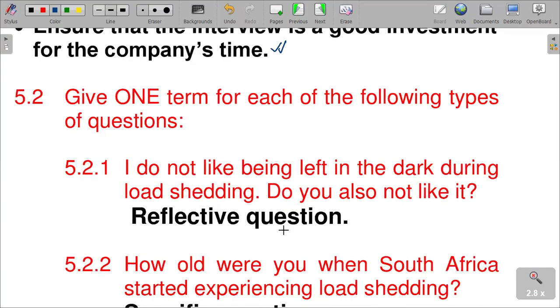Give one word for each of the following types of questions. So we are saying this has to do with types of questions.